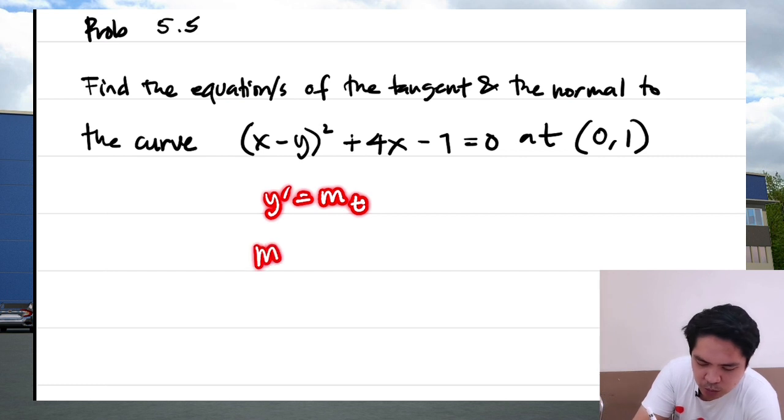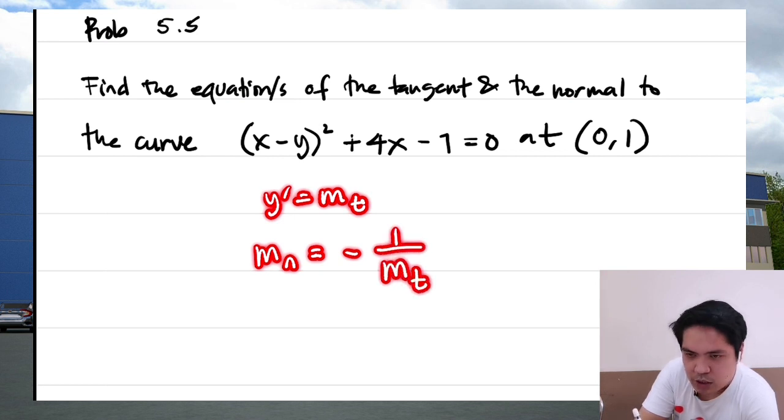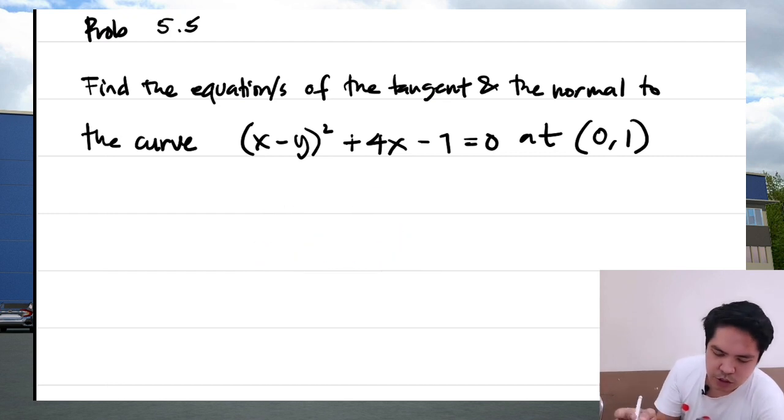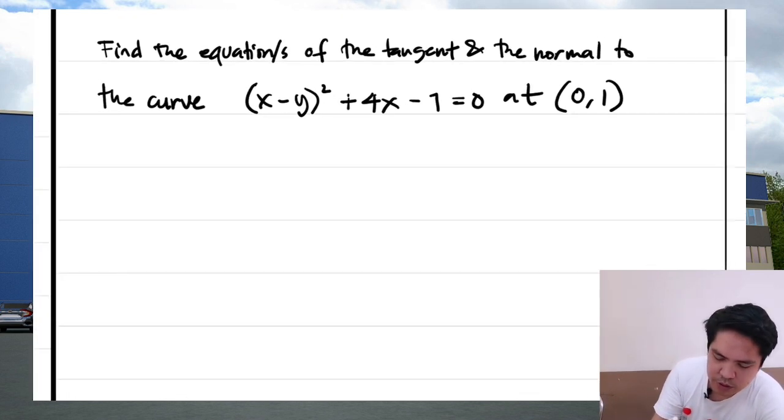And to get the slope of the normal, that would just be equal to the negative reciprocal of the slope of the tangent, because they are perpendicular. The tangent and the normal are perpendicular. So, the problem is very easy. So, let's try to solve this.